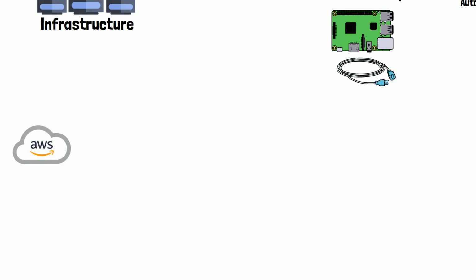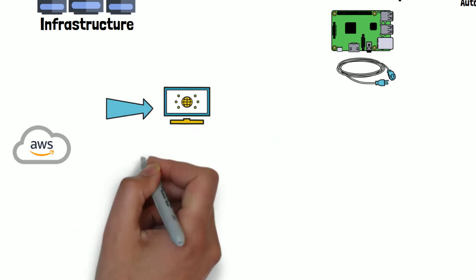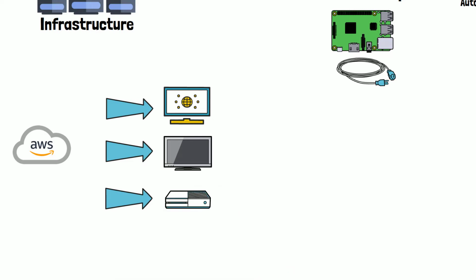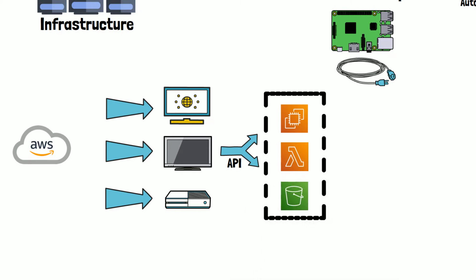AWS Cloud offers three options for provisioning infrastructure via AWS Console, AWS CLI, and AWS SDKs. However, behind the scenes, all these tools use API calls to communicate with the AWS Cloud platform. Today, we will explore the fourth option for provisioning infrastructure in AWS, which is CloudFormation templates. By the end of this video, you will understand what CloudFormation templates are and how they will help us automate infrastructure provisioning.